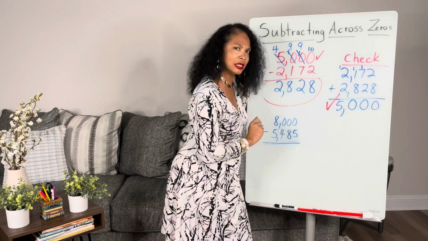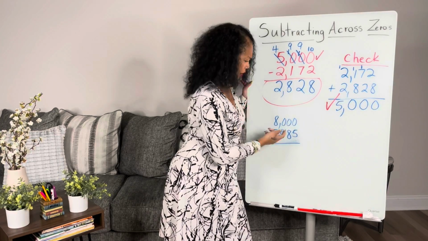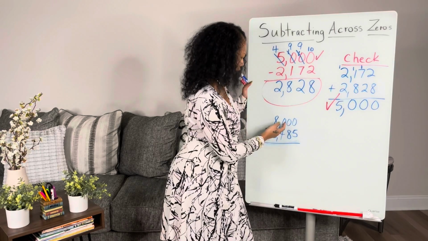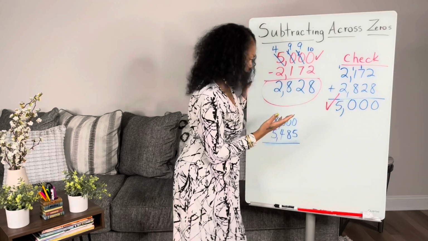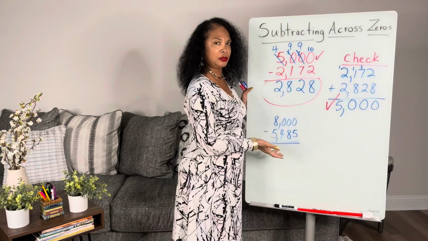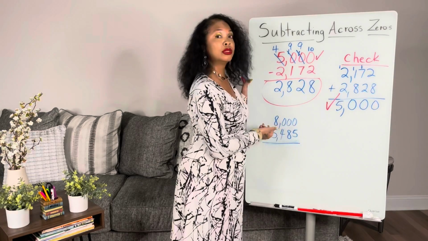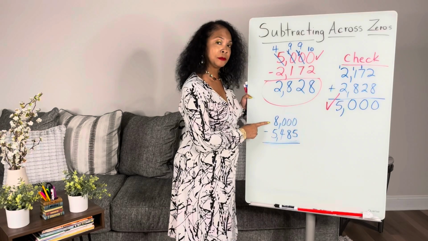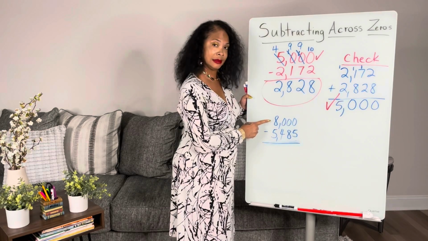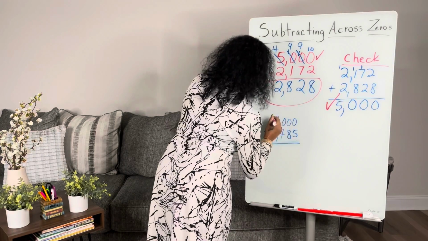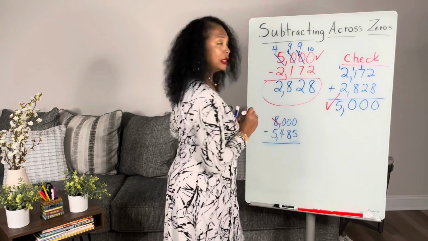But guess what? There's nothing to borrow. So we're going to go borrow again, right? Go over here. But guess what? There's nothing there. All right? Nothing in the hundreds place. So we have to go over to the thousands place. In the thousands place, what number is there? 8. So we're going to borrow 10 from there. So we are going to cross out the 8.